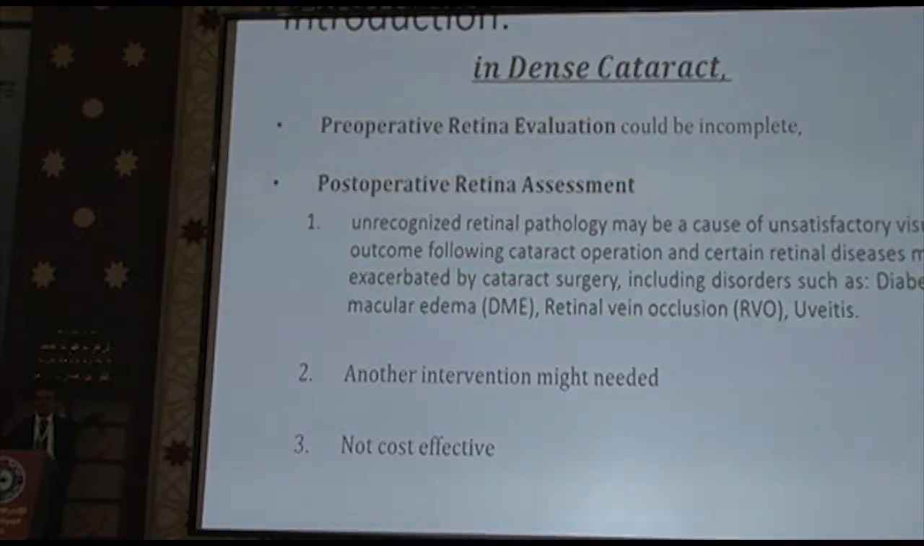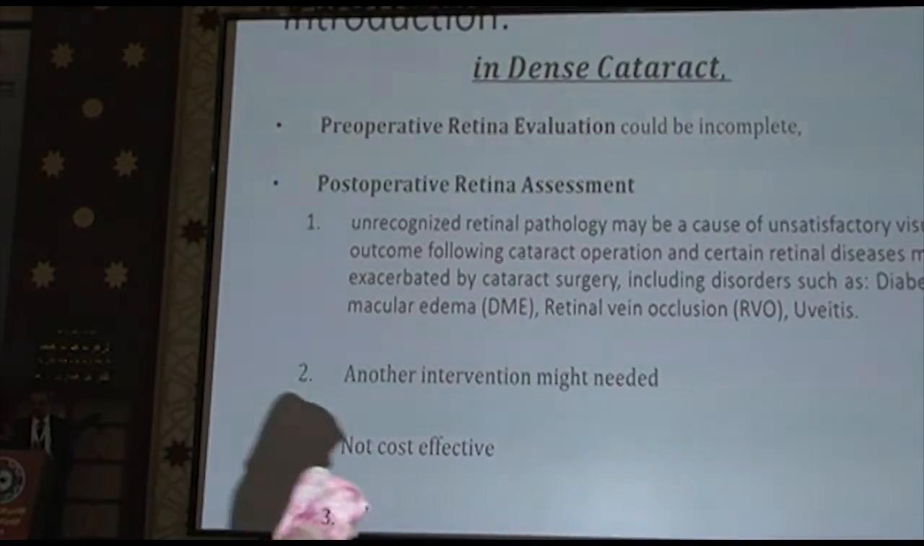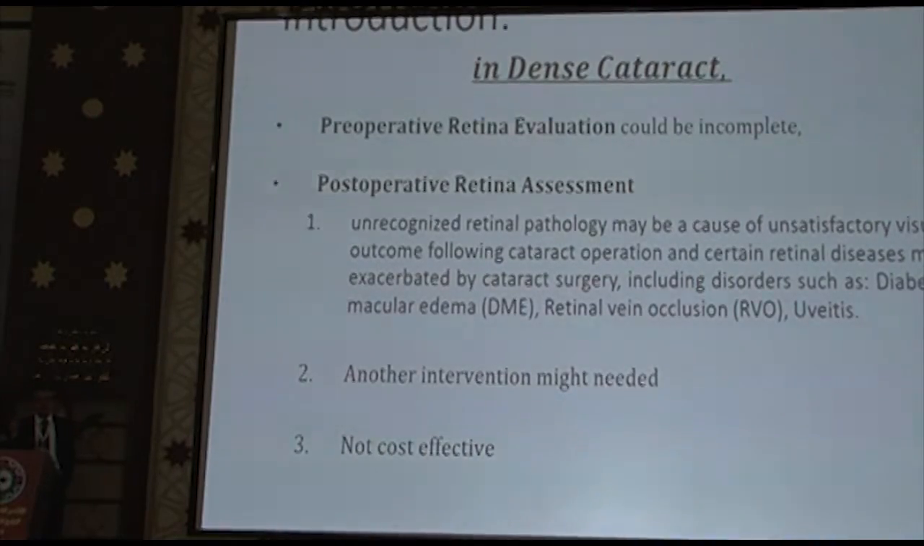So the next step is to do it postoperatively. If you do postoperative assessment after taking the cataract out, there is a drawback. Some disorders may get worsened or exacerbated after cataract surgery, especially diabetic macular edema, retinal vein occlusions, and uveitis. Also, the vision will not match the patient's expectations, because he expects the vision to improve to 6/9, but because of the comorbidity in the retina, it will not. The patient might need other intervention for the possible comorbidity in the retina. And definitely this is not cost effective, because it subjects the patient to another surgery and is psychologically traumatizing.